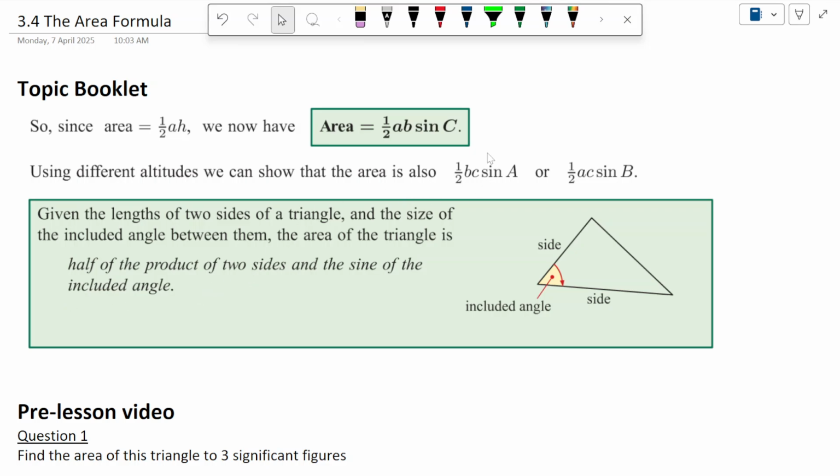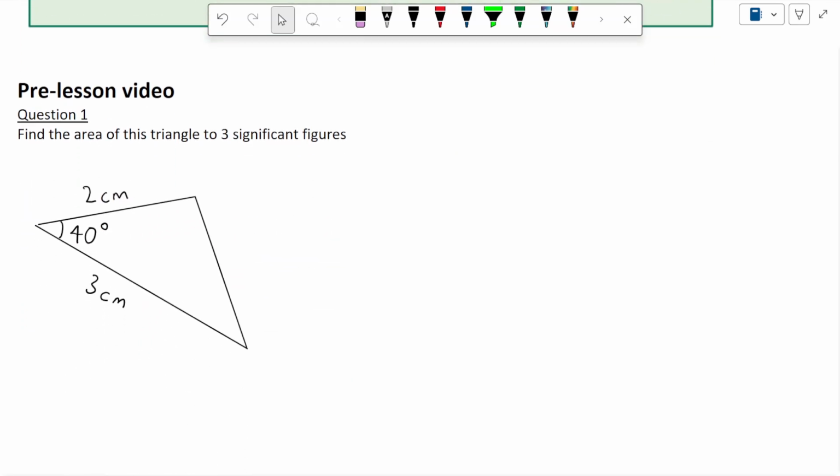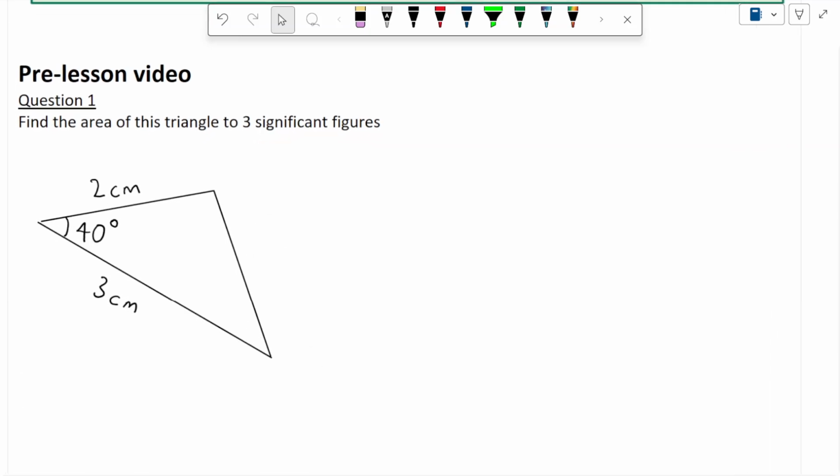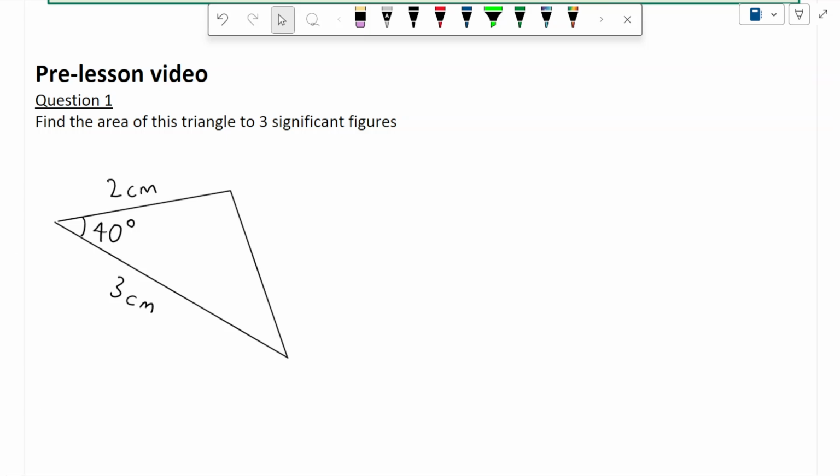Okay, in this video we're looking at the area formula. So there it is, it's got a sine in it, it's wonderful. And this area formula works for any triangle, not just nice flat triangles where we know the base and height. So let's apply this area formula. Area is half AB sine of C.